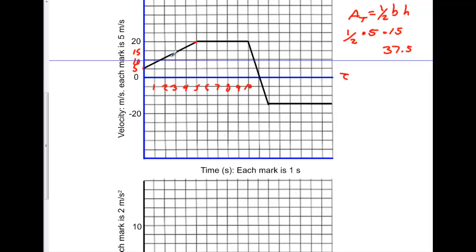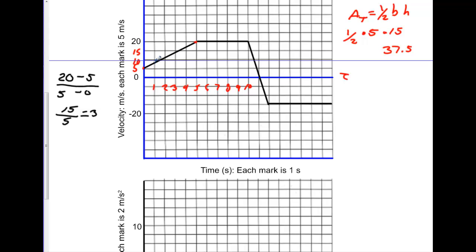If we look at this line right here, we can tell that this point here is going to be 20. So we write down 20, and we say, what is this value here? It'll be 5. So basically we're doing the final velocity here minus the initial velocity here. We're going to divide it by the time interval. 1, 2, 3, 4, 5. So 20 minus 5 is 15. 15 divided by 5 gives me a value of 3.